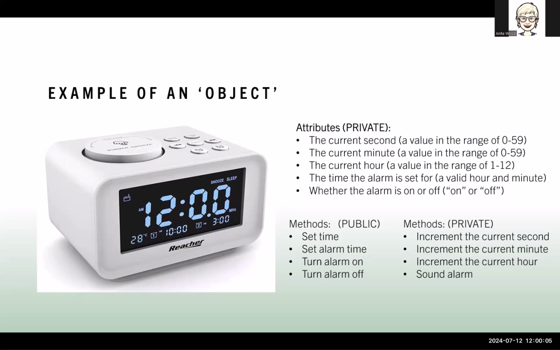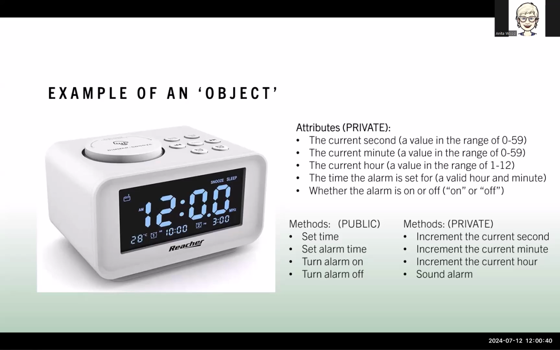Now, the alarm clock also has private methods, which are part of the object's private internal workings. External entities such as you, the user of the alarm clock, do not have direct access to the alarm clock's private methods. The object is designed to execute these methods automatically and hide the details from you. So here are some of the alarm clock object's private methods. Increment the current second, minute, and hour, and sound the alarm.